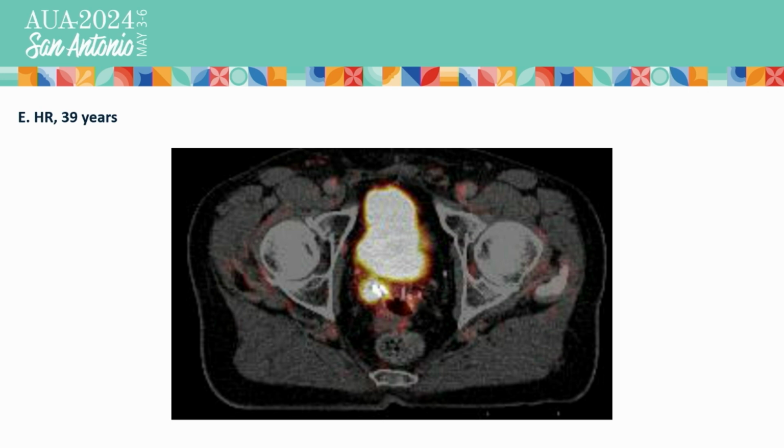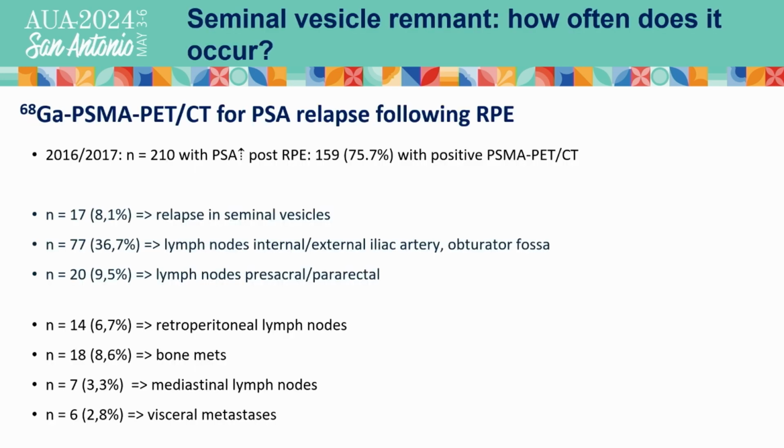Because if you do a proper radical prostatectomy in this type of patients, you need to resect the seminal vesicles completely. Don't leave behind the tip of the seminal vesicle for whatever reason. And if you use the PSMA PET scan, we can see these seminal vesicle relapses in about 8% of all patients. And we also see positive lymph nodes in the area of the internal, external artery and the obturator fossa. So taking into consideration these locoregional relapses, about 43% of all these relapses could have been avoided if you would have done a proper anatomically correct surgery. Extended pelvic lymphadenectomy, taking out the seminal vesicles.